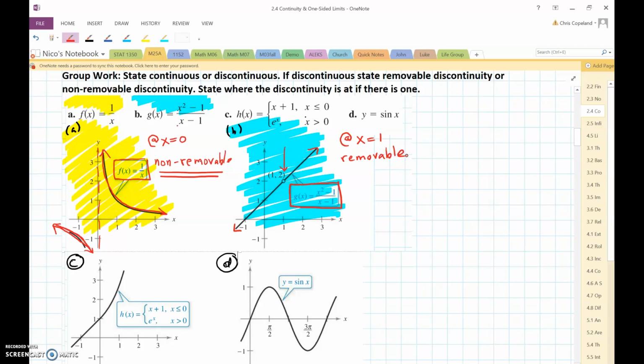Okay. We look at C down here, we're looking at this function. It's a piecewise function, but you can see here, this function is continuous. There's no breaks. So this would just be continuous.